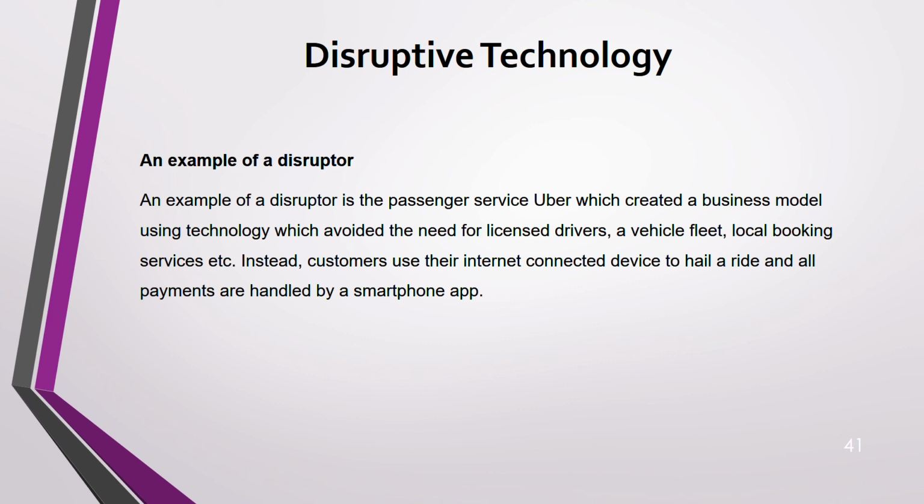What did Uber do? The moment Uber came, you don't need any licensed drivers, a vehicle fleet, or local booking services. No longer needed. Instead, what Uber did is they just changed the business model using technology. Customers can now use the internet, through a connected device, to hail a ride. Through the internet they can book a cab, and right in front of you it will be there in your location. And all payments are handled by a smartphone app. So you're just using the internet, that's it. Internet to connect and internet to pay.